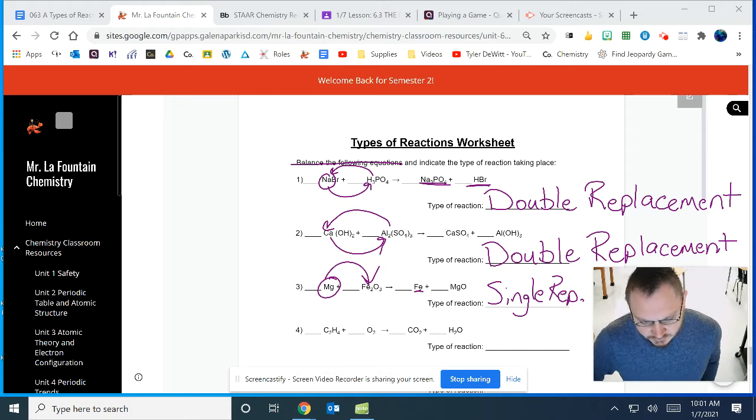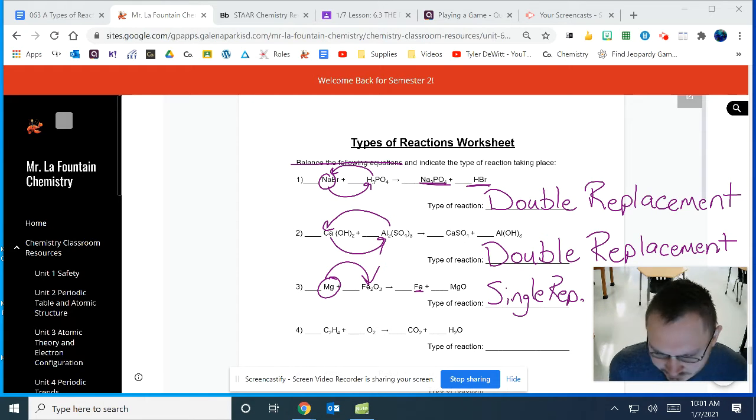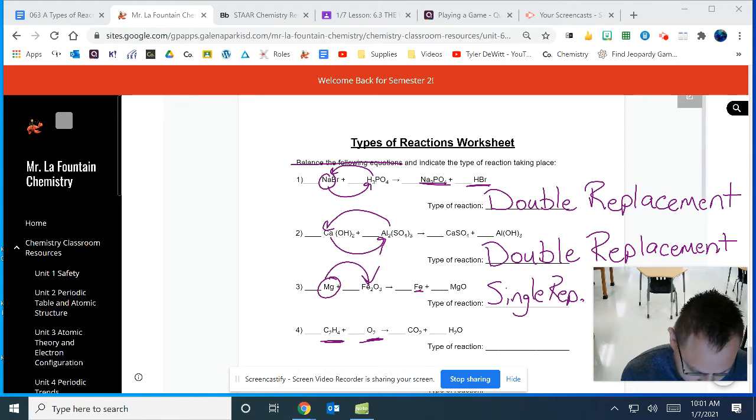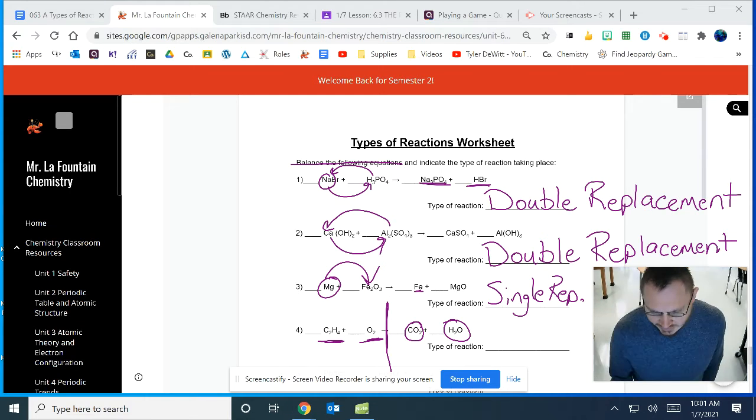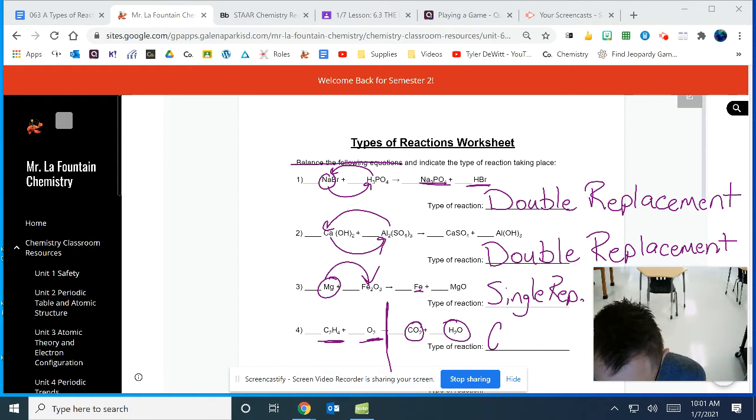Next reaction we have here. This is going to be quite a telling sign of what type of reaction it'll be. I see we have O2 and a hydrocarbon in the reactants, and in the products here we have CO2 and H2O. Whenever I see a hydrocarbon plus oxygen making CO2 and water, this is always going to be a combustion reaction.